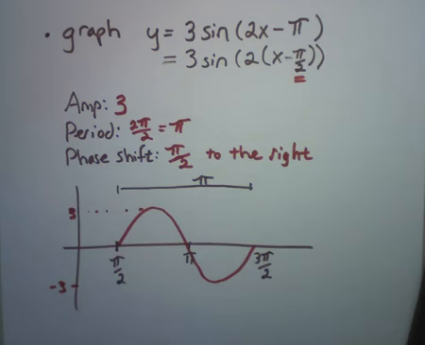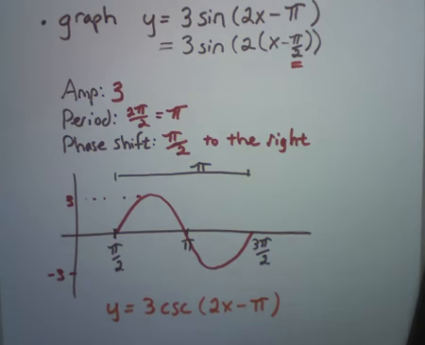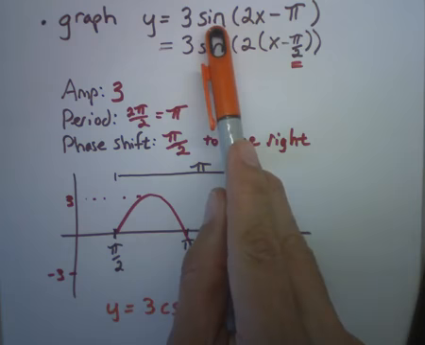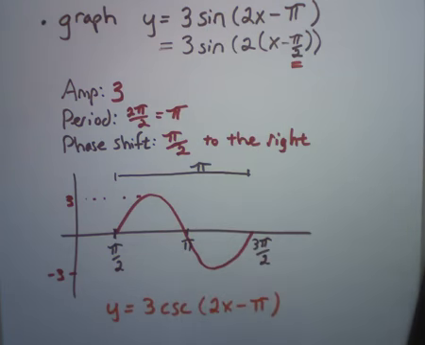I should just point out here that if we wanted to graph something like y equals 3 cosecant of 2x minus pi, you will recall that cosecant is 1 over sine. So if this was the original problem, if we wanted to graph cosecant, I would have gone back and said, what does the associated sine function look like? I would have graphed this red stuff right here.